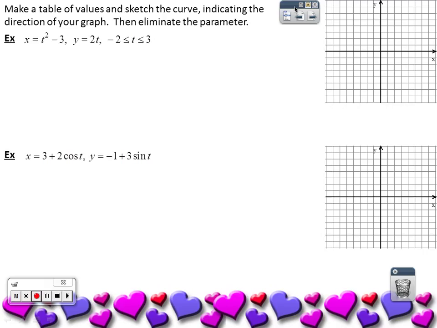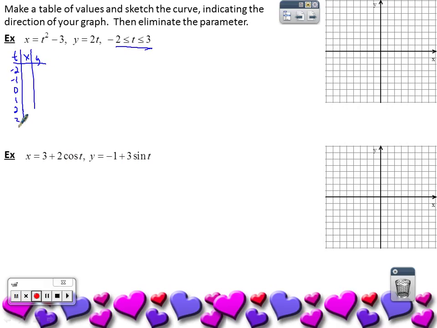The thing that's different about this one is we actually do have some restrictions right here. Our t values have to exist starting at -2 and going to 3. So those are really the only options that we have. So we're going to do a t chart. We're going to start at -2.